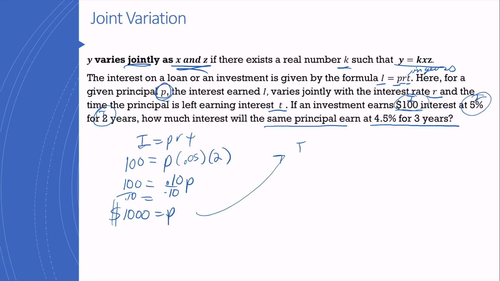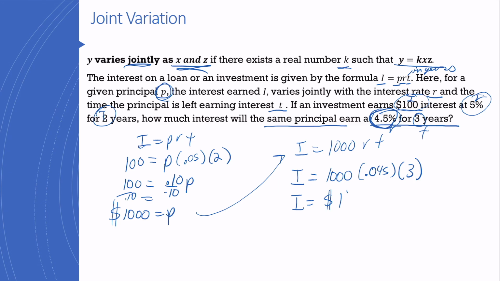And now I can figure out how much that $1,000 would earn at a different rate and a different time. So I have interest equals 1,000 times 0.045 because we have to change this percentage to a decimal times 3 years. So I would get that interest is $135. So that's how much interest the same principal of $1,000 would earn at 4.5% for 3 years.